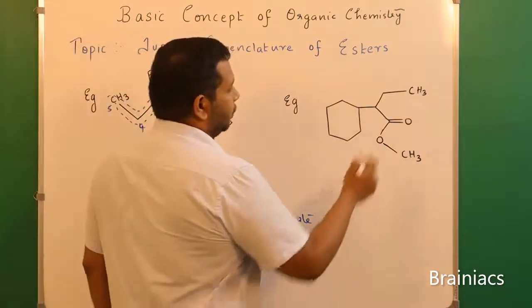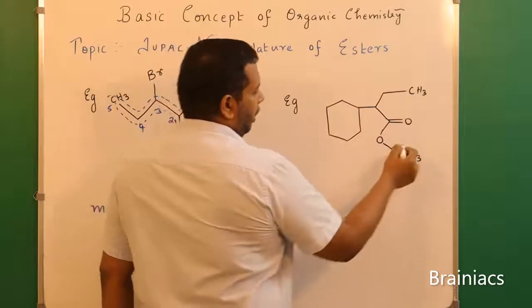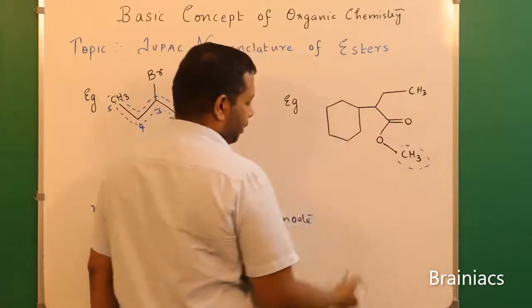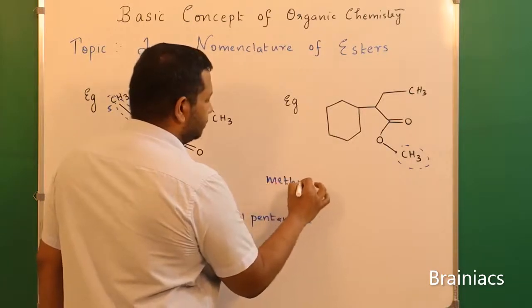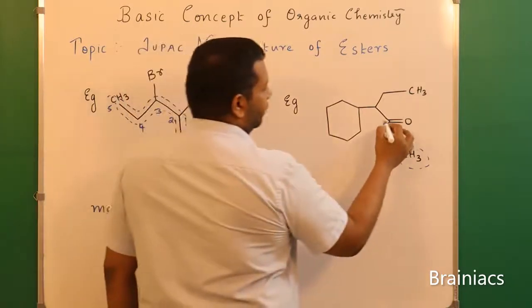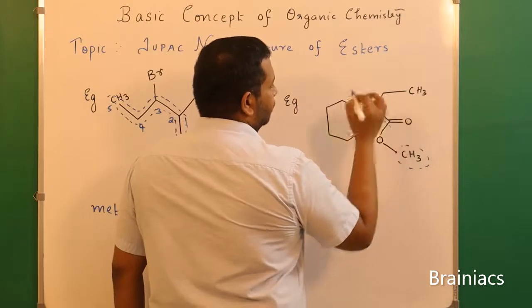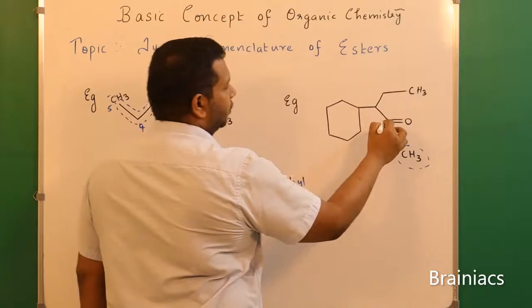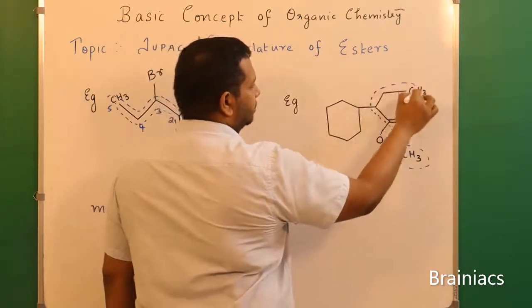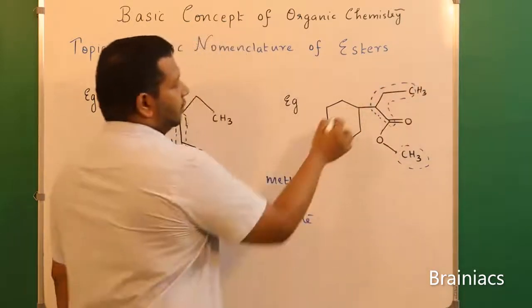So here also I could see COOR. The R here, the alkyl group, is methyl. So I will start by writing methyl. Then I will put the numbering. I know I need to start from here. Since the functional group is attached to the side chain, this becomes my parent carbon chain, and the other becomes a substituent.